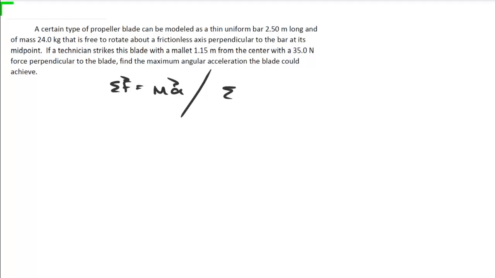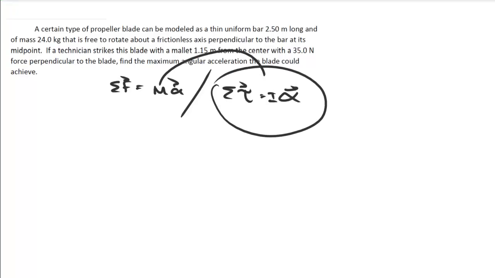So the sum of torques, the net torque acting on an object, is equal to, instead of the mass, the rotational inertia, and then instead of the linear acceleration, the angular acceleration. So this is for rotational dynamics, which we will analyze the same exact way that we analyzed linear dynamics.